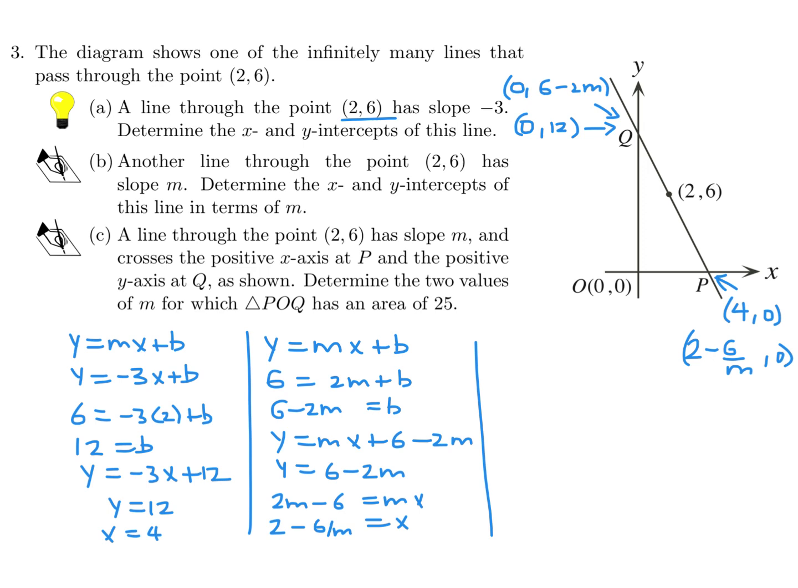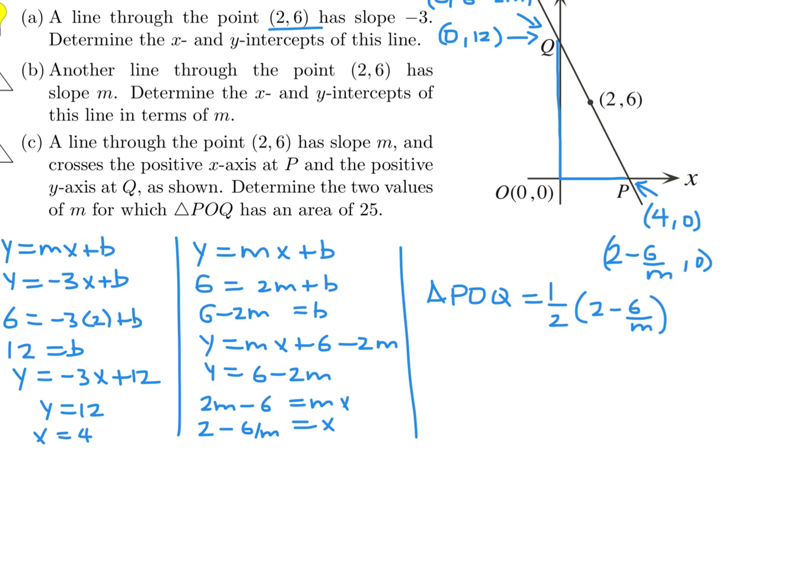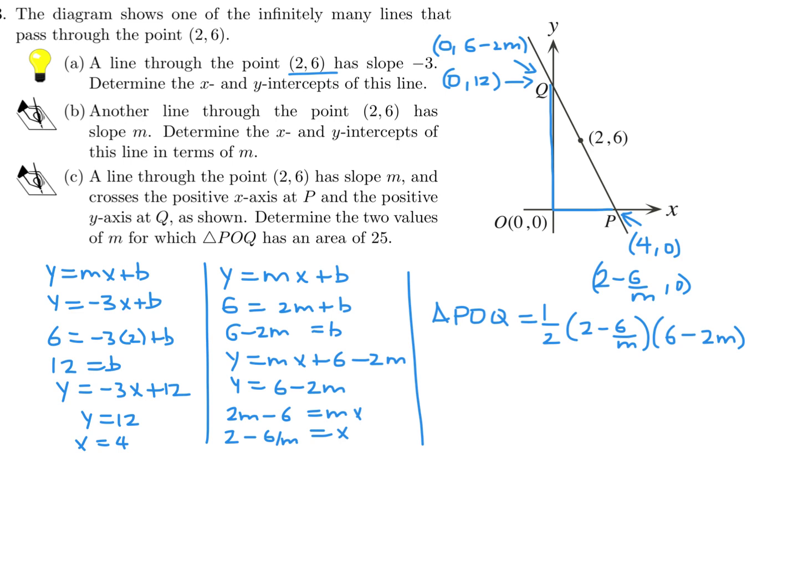Okay, so part C says another line through (2, 6) has slope m, crosses at P and Q. Determine the two values of m for which that triangle has an area of 25. Okay, so triangle POQ has an area of 25. So it's 1/2 base times height. This is the base, so that's basically my x-coordinate, which is 2 minus 6 over m. And then this is the height, and that is 6 minus 2m, I believe. Okay, and they tell me that's 25. All right, so let's solve for m, I guess.